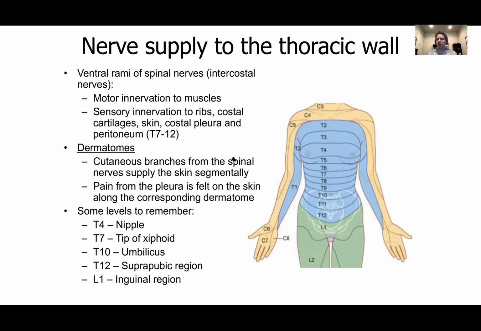All right, nerve supply, dermatomes are super important. Yeah, shingles can be at any level.